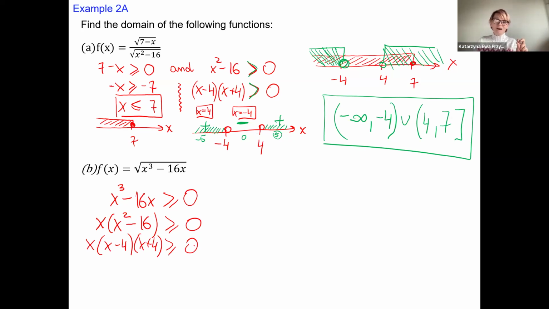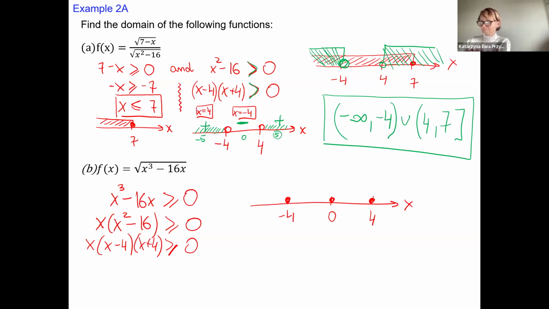How many zeros do we have? How many roots of this equation? I can place them on the number line. We have -4, 0, and 4. And we can see all of them, the endpoints will be included. Then we can use the bracket. We never close the bracket at infinity or negative infinity.